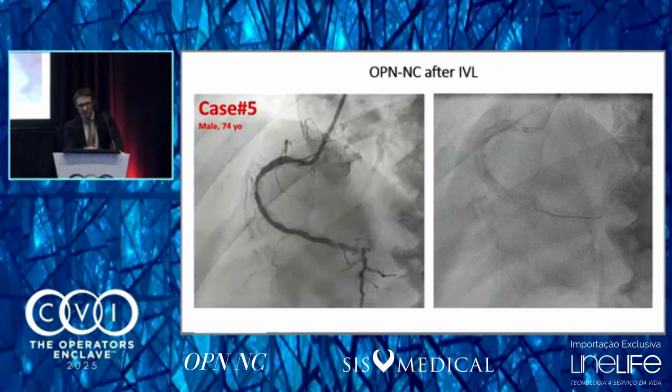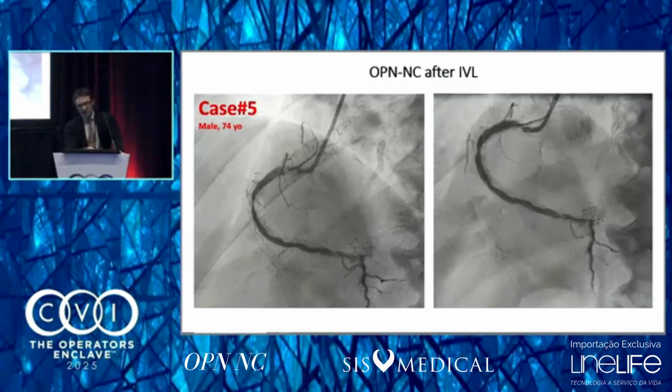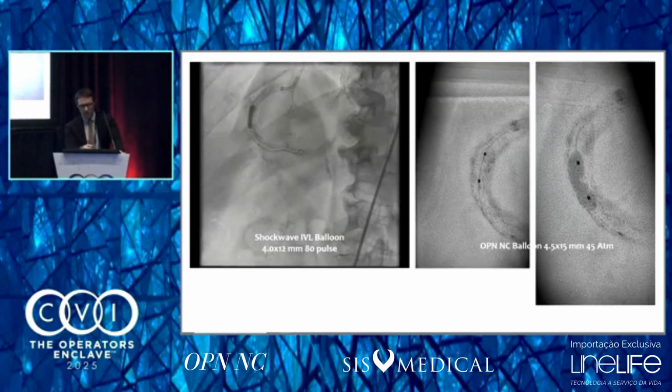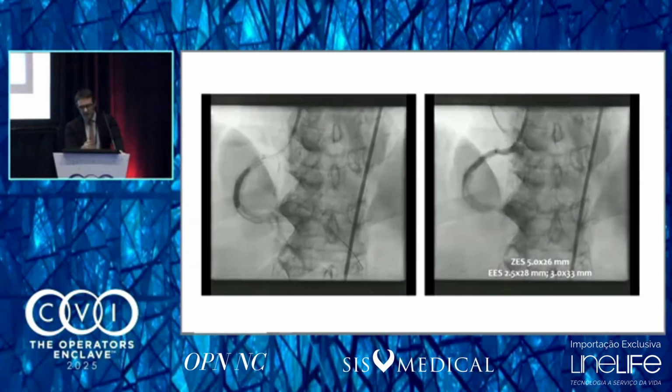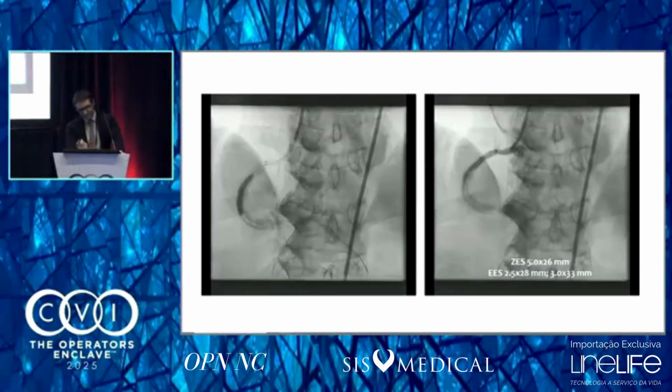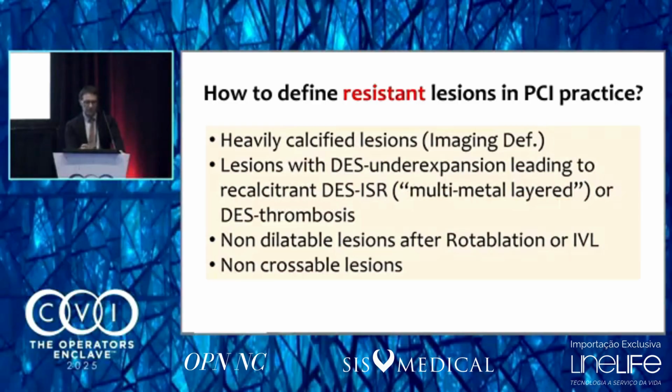balloon, the first case. So this is another case in combination, IVL and rotablator, heavily calcified lesion and many stent layers there. So we decided to use everything we got. In this case, IVL and rotablator. This is the Shockwave balloon, which quite opens the artery, and this is an OPN NC balloon that completed the expansion of the artery. And after 2 stents, you can appreciate how much calcium is around the coronary artery. Extreme case.